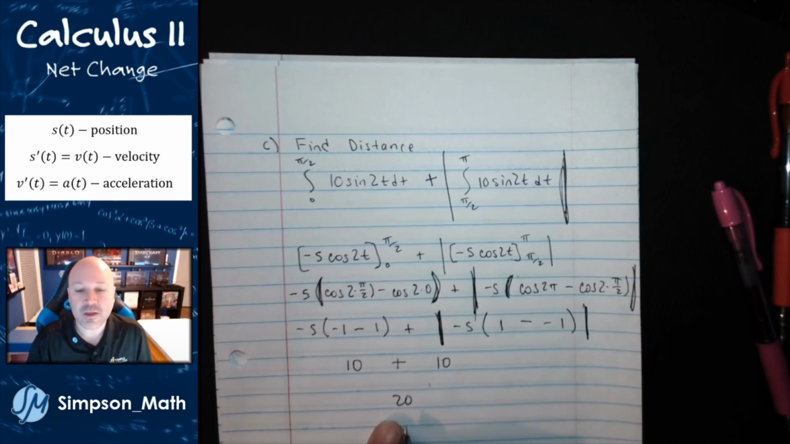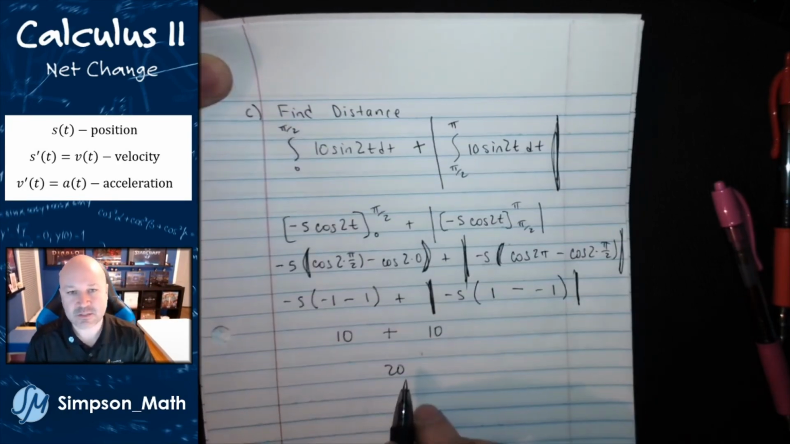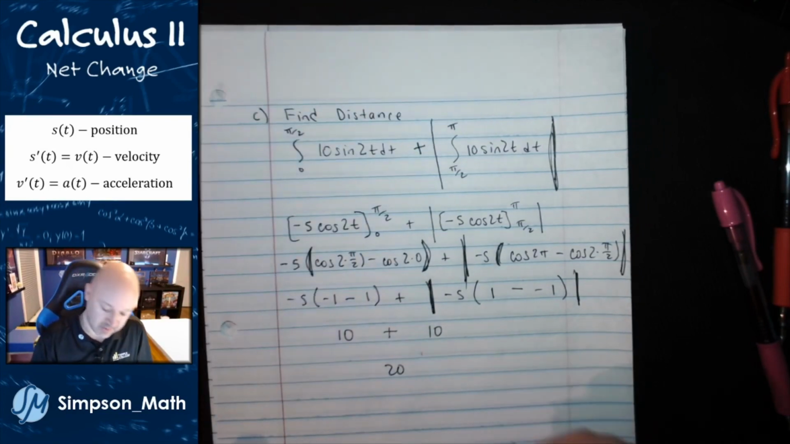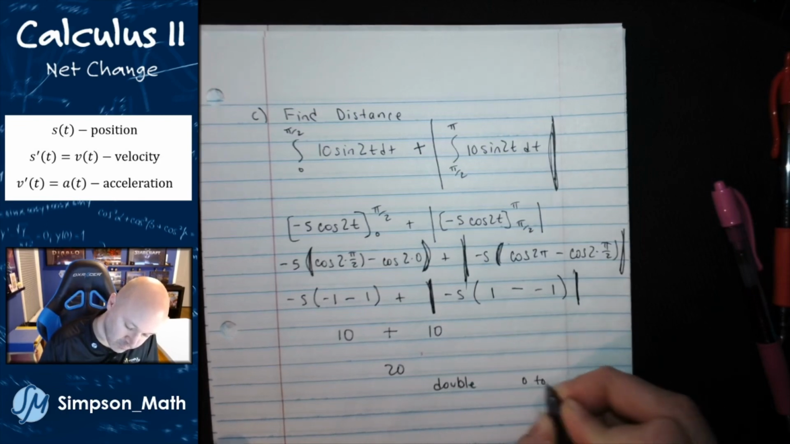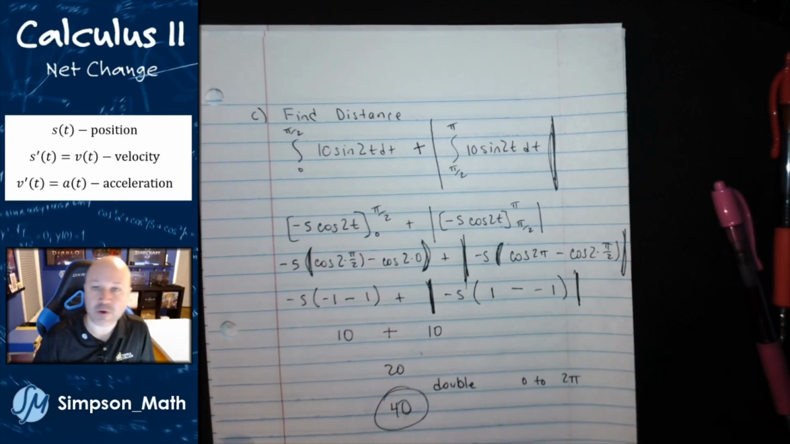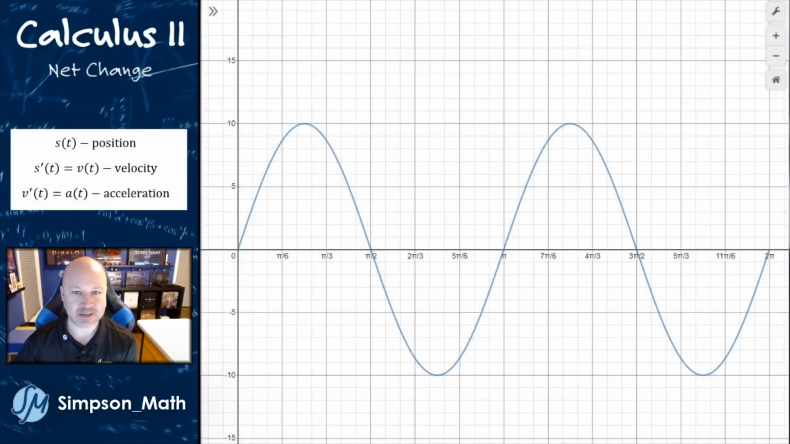Now this is only the distance from 0 to pi. So I need to double this. And I get 40 units. Now let's go back to my graph and let's make sure that makes sense.